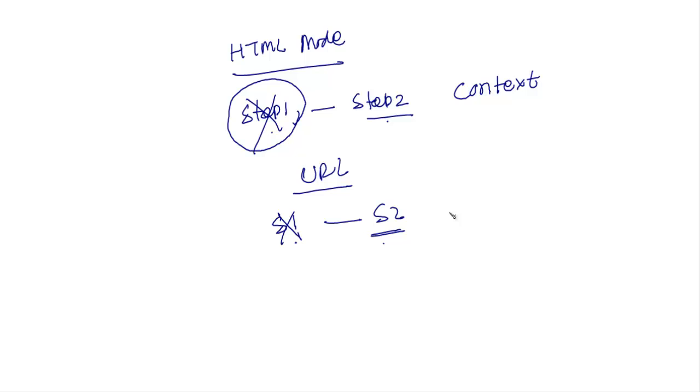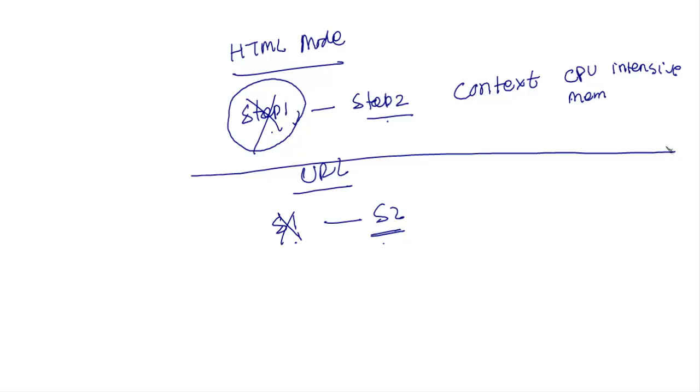Another thing that you must know is that since VueGen is trying to parse the intermediary steps, if you run in HTML mode, it will be more CPU intensive and memory intensive, because it will take more CPU and more memory as it is going to parse. Whereas in URL mode, it does not require that much CPU and memory.